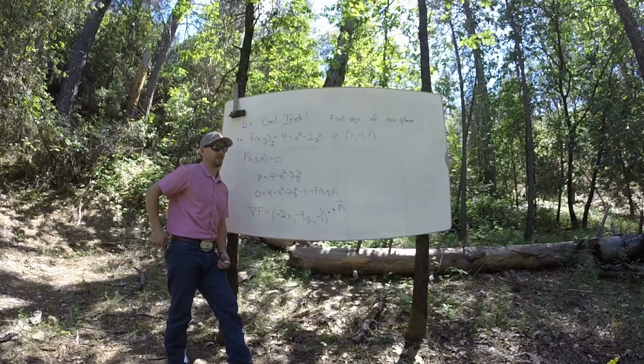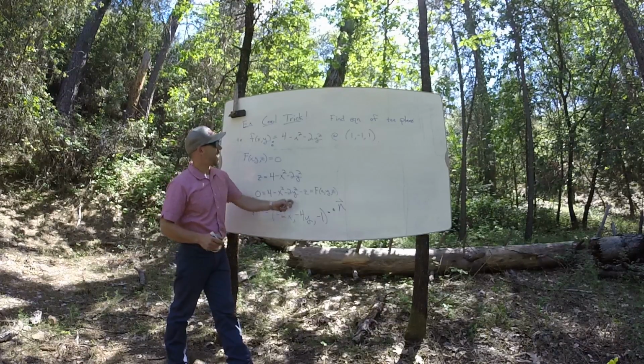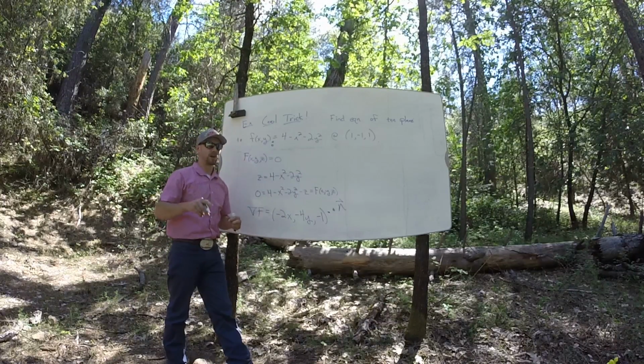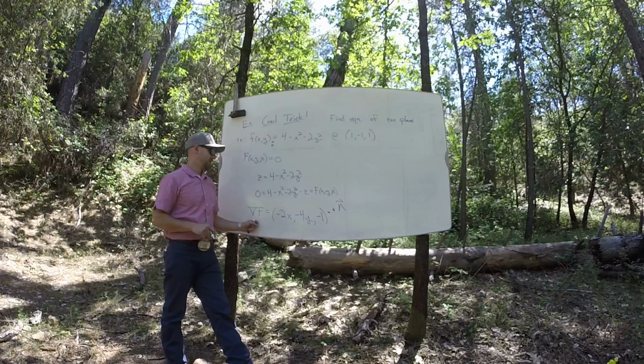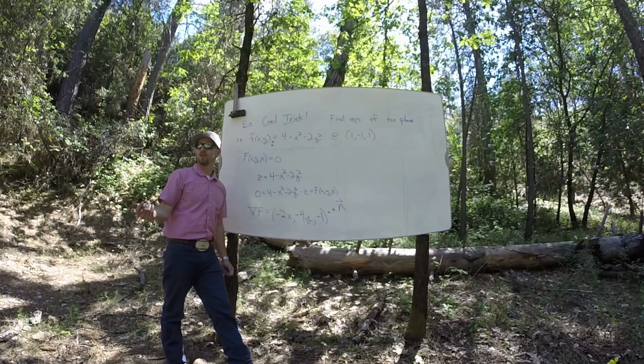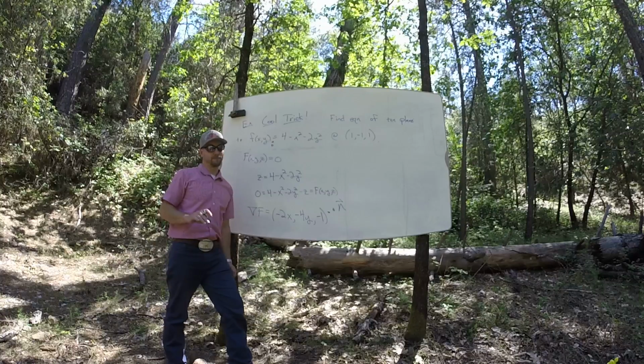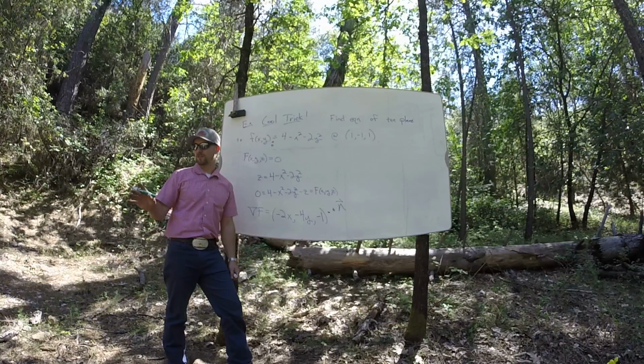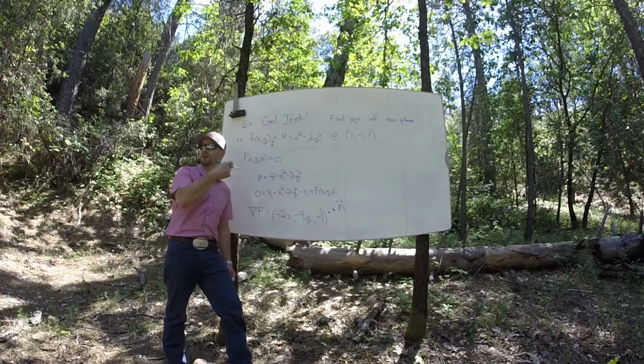So if I want n at that point, plug it in and divide by the length of it. Do I need to divide by the length? Well, you said any vector that's normal could work. It doesn't need to be a unit vector, because I'm going to dot product it with the displacement vector and get 0.